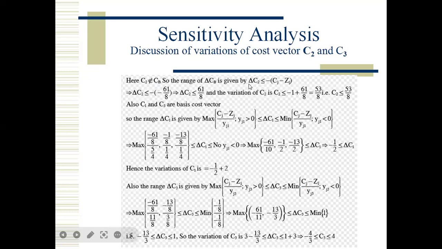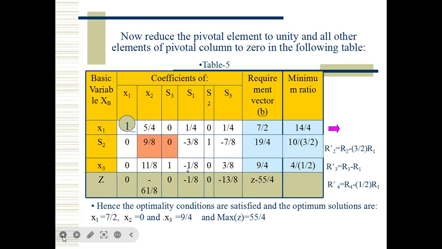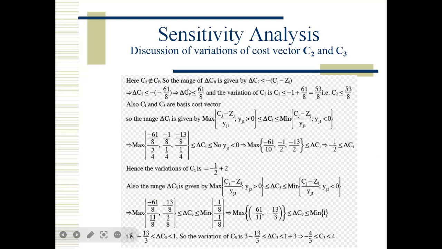So this is the main condition: del C2 less than or equal to this, and this Cj minus Zj equals -61 by 8 in our previous table. We get this inequality. This is the value of Cj minus Zj, -61 by 8. The variation of the second cost vector C2 is obtained by adding the coefficient of C2 in the given objective function.